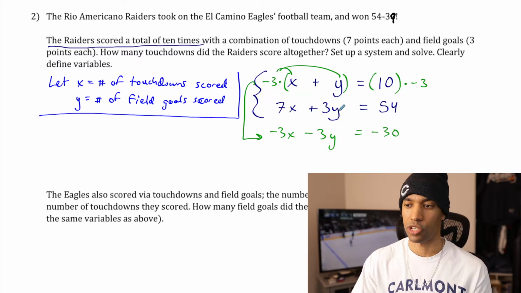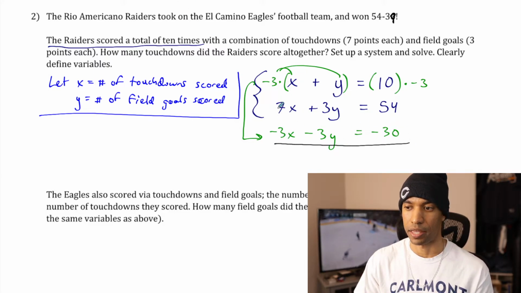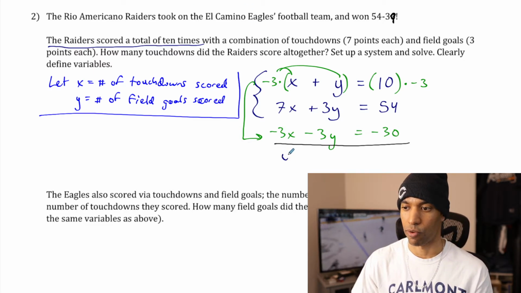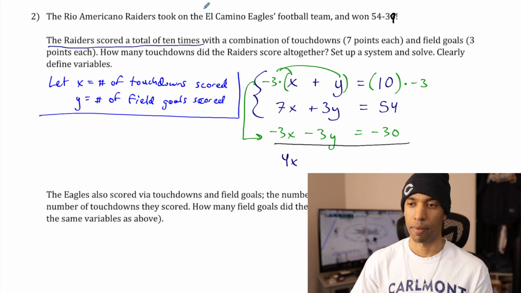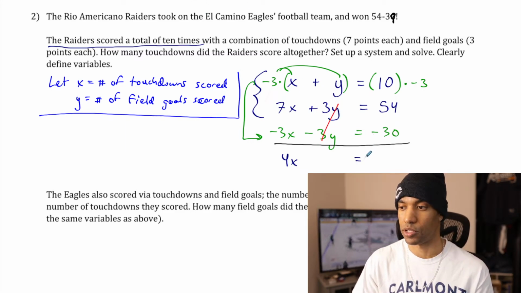Now I'm going to add this equation with this equation straight up, line up the x's, y's, equals, and constants, add things up. Don't miss adding anything. 7x plus negative 3x, we get 4x. 3y minus 3y is 0. That's the goal. We wanted to eliminate, get one variable in one equation.